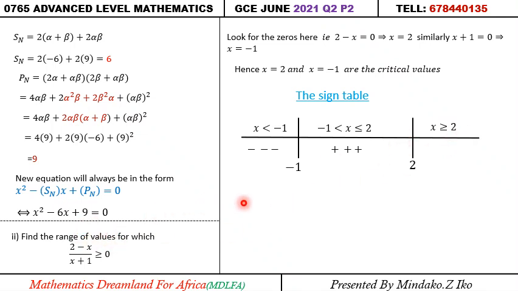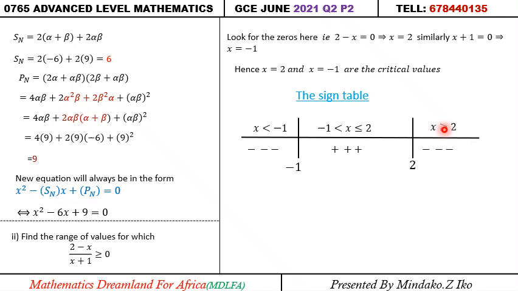If I use 3, I put 2 minus 3 here, which is negative 1, and 3 plus 1 is 4, which is positive. So negative divided by positive is negative. So all this region will actually be negative. Okay, so that is it.